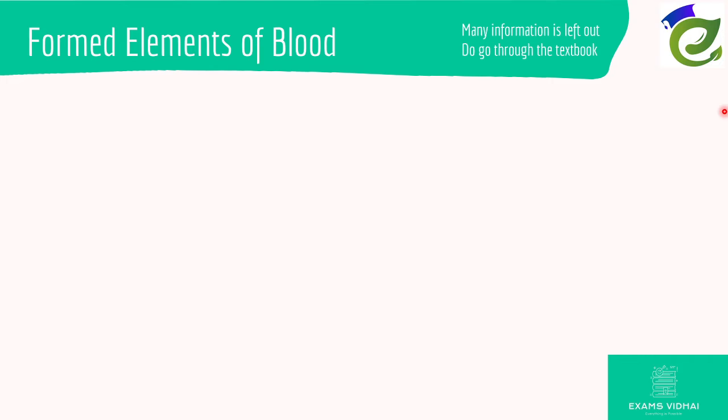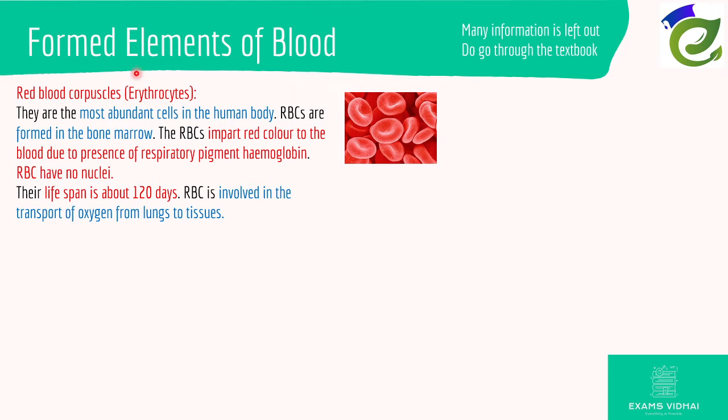The formed elements of blood. Red blood cells are the most abundant cells in the human body. In the last slide we saw that they covered almost a third of the blood composition. RBC is formed in bone marrow. Where is bone marrow, you may ask? Bone marrow is inside the bone. And RBC has a red color due to the presence of hemoglobin, which is rich in iron. So hemoglobin gives the red color to the blood mainly. The lifespan is about 4 months, that is 120 days. And RBC is involved in the transportation of oxygen from the lungs to the heart and other tissues.